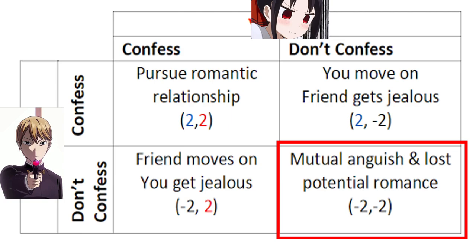Based on the events of the story so far, it is clear that we are currently in the bottom right cell of the payoff matrix, in which both Kaguya and Shirogane refuse to confess their feelings for each other due to their proud natures. The question then becomes, can either Shirogane or Kaguya improve their lot by changing their strategy, i.e. by confessing?